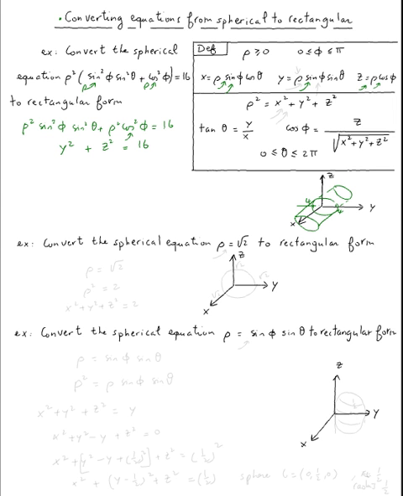Alright, now let's do the next problem. Convert the spherical equation rho equals square root of 2, this is an easy one. We can use this equation now. If we square both sides, we get rho squared equals 2, and rho squared is x squared plus y squared plus z squared, so x squared plus y squared plus z squared equals 2. So this is a sphere with radius square root of 2.